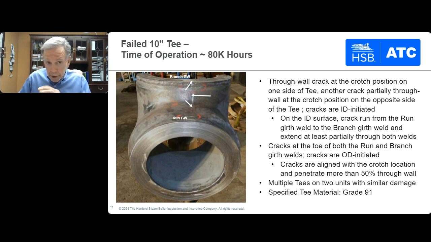And at this position on the T, there was a longitudinal crack located in the center of the crotch area. At the point of the leak, there was a small extension of this crack on the OD surface, but on the ID surface, the crack extended through the girth weld for the branch and all the way to and through the girth weld for the run. So a very long extension on the ID surface, and it had obviously broken through then to the OD surface to create the leak.